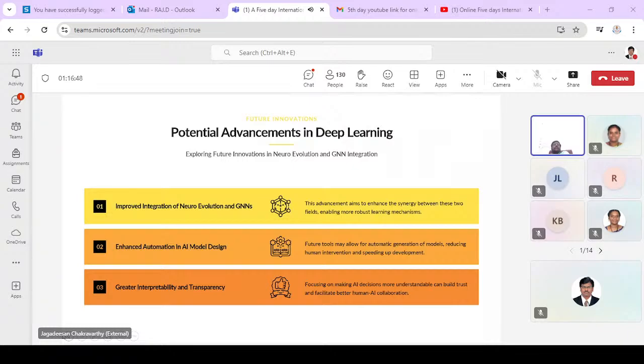The potential advancements in deep learning. That is the topic. Exploring innovations in neuroevolution and GNN integration, and this is called deep learning. So everything has been done in deep learning: potential advancements in deep learning. Improved integration of neuroevolution and GNNs. It should be in depth.